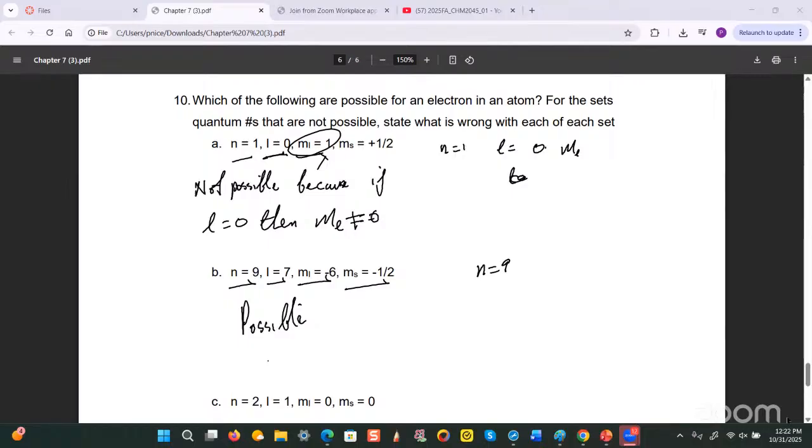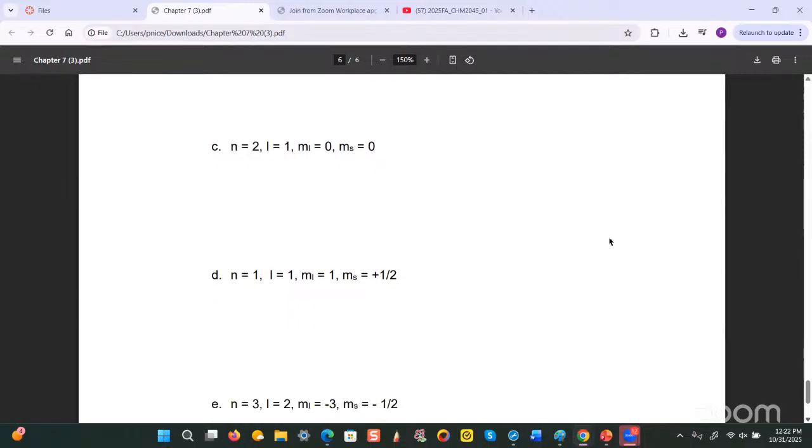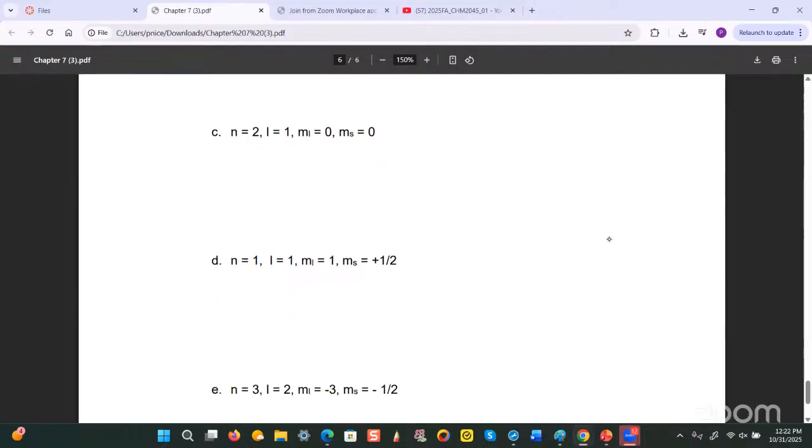Scroll down. Okay, let's look at this one. C. Is this possible or impossible? Impossible. Why? Because MS can't equal 0. Exactly. Because there are only two possible values of MS, plus or -½. So impossible because MS cannot be equal to 0. It can only be equal to plus or -½. All right?